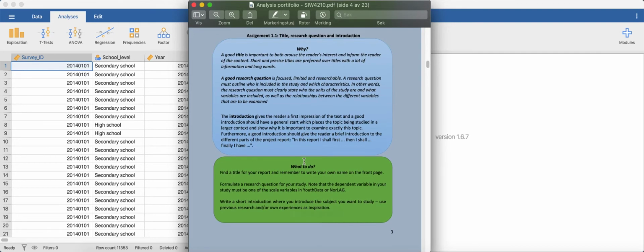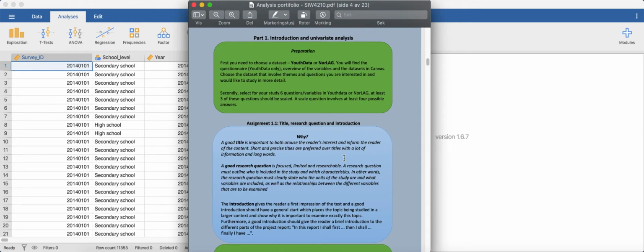If we just go fast through the preparations, first you need to choose a dataset, youth data or NOLAG. You will find the questionnaire, only for youth data, and overviews of the variables and the datasets in Canvas. The questionnaire is in Norwegian though, I'm sorry for that, but I have an overview of the variables that is in English. Choose the dataset that involves themes and questions that you are interested in and would like to study in more detail.